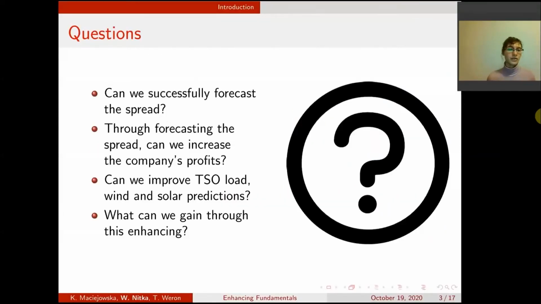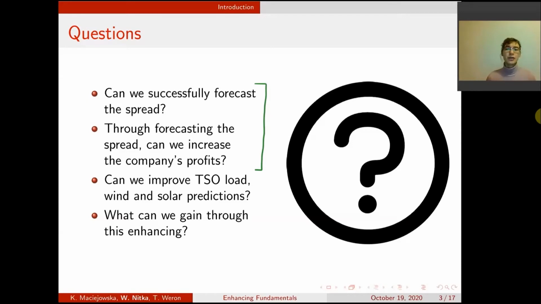The questions we asked ourselves in this research is, first of all, whether we can successfully forecast the spread between the prices at these two markets, and through this forecast of the spread, whether we can use it to help the company make this decision which market to sell their electricity in, and thus increase the company's profits. Our research published already in Energies answered these two questions, and the answer is yes, we can actually forecast the spread, and we can use this forecast to increase profit of such a small company.